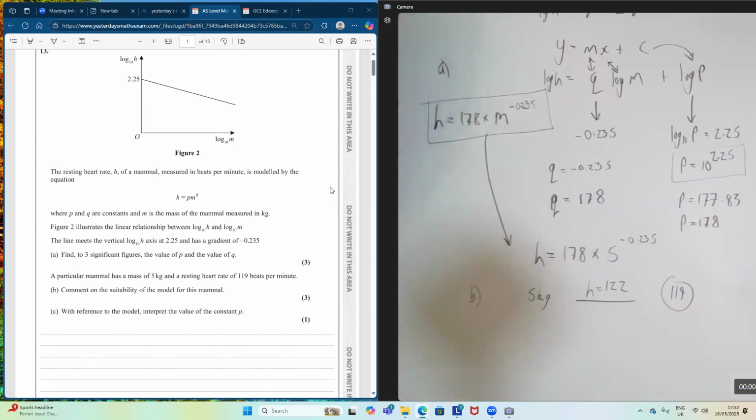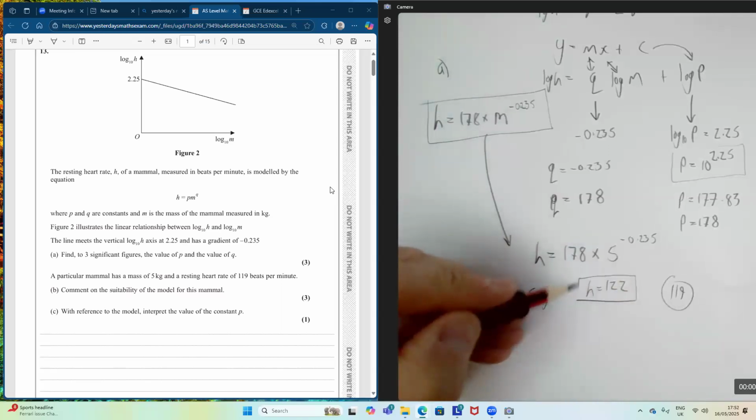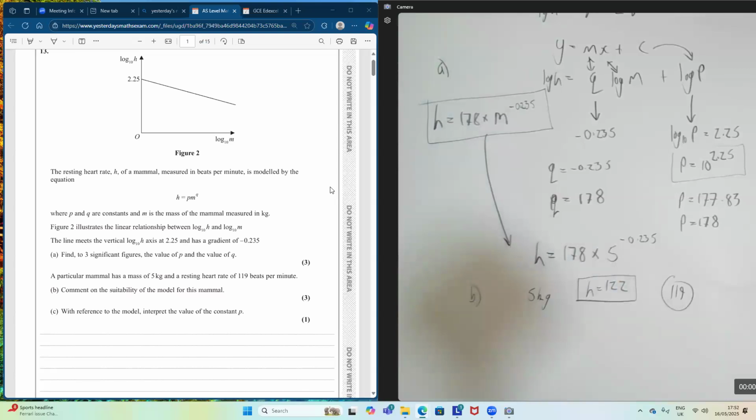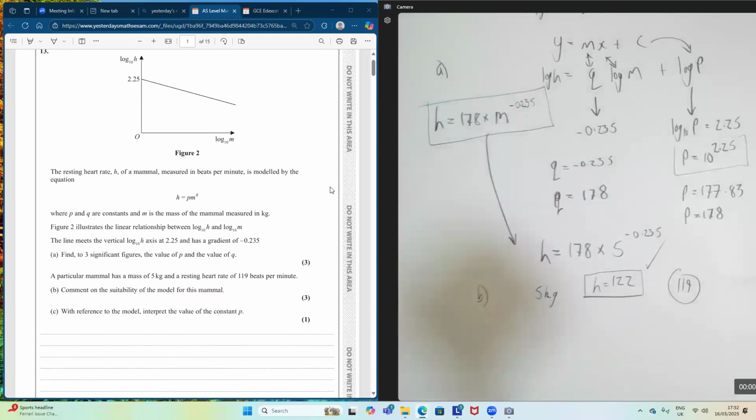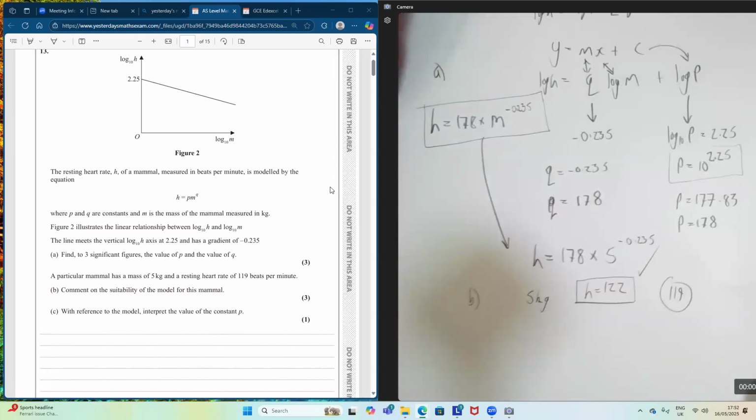So I think what we're going to say is that this is in fact an appropriate model, because the value that our model is predicting is quite close to the actual value. So we're going to say that this is an appropriate model, and then we should write down that it is an appropriate model as well. Okay, that's perfect. So that's part B done. That was a nice 3 marks, I think.